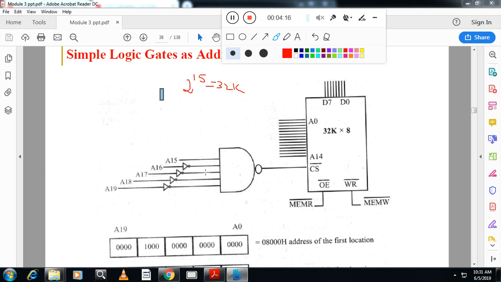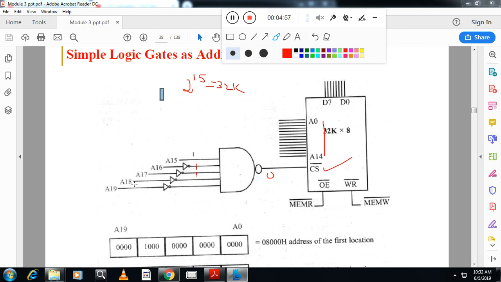Here 15 address lines we have used for the chip. One more address line you connect to the NAND gate. Then the rest of the address lines you connect through inverters, because the output of the NAND gate should be 0 so that it will enable the chip. Here A16, 17, 18, 19 all become 0, then these become 1, and if A15 you keep as 1 and all these are 1, then the output becomes 0 and the chip will be activated. So that is the idea.